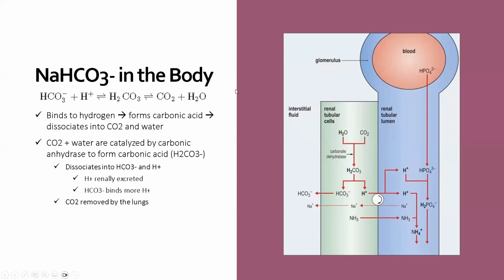What happens then is that the carbon dioxide and the water are catalyzed by carbonic anhydrase to form carbonic acid, which then dissociates into bicarb and protons, with the protons being renally excreted, so moved from the proximal tubule cells into the tubular lumen, and bicarb binds more protons. So that's usually released back into the blood or the plasma. And then carbon dioxide is typically removed from the lungs. And this image you see here, we'll see it many other times, and we'll go over it then.